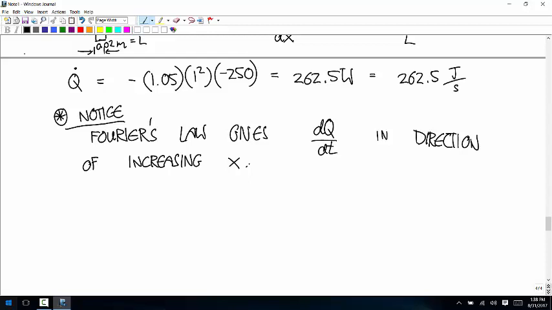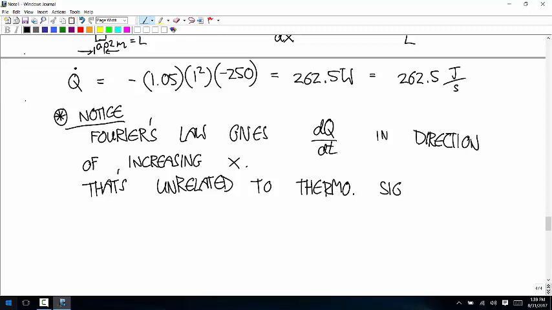There's no given relationship between the direction of positive x and whether the system that you chose is gaining or losing energy. Okay. So that's unrelated to the thermodynamic sign convention for Q.